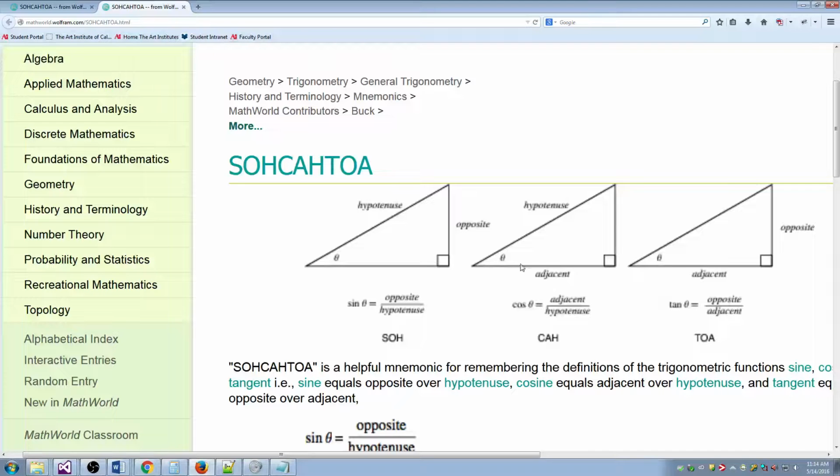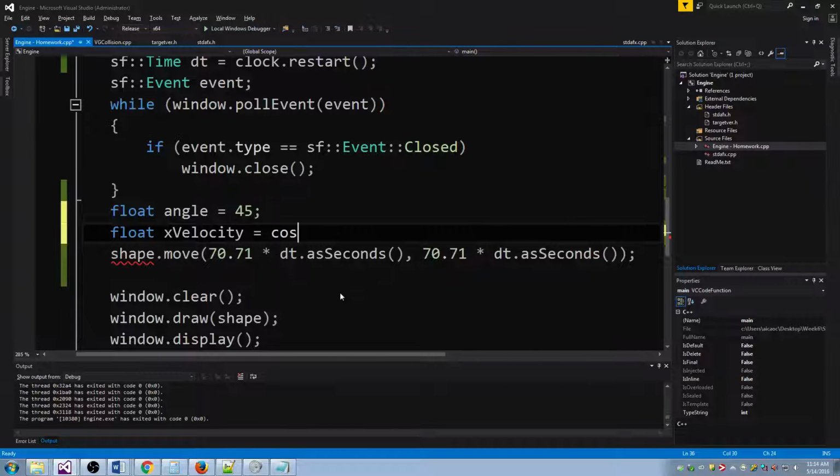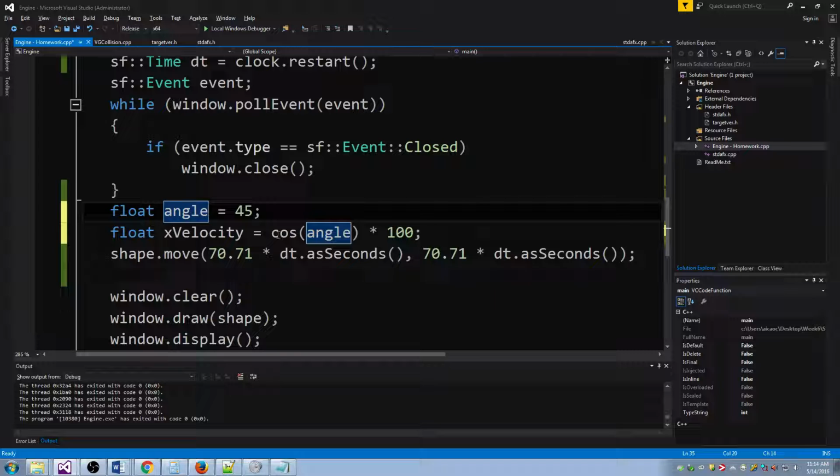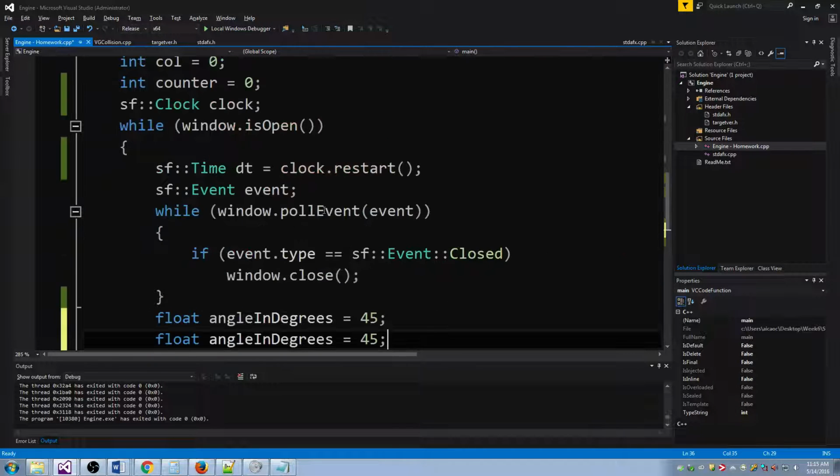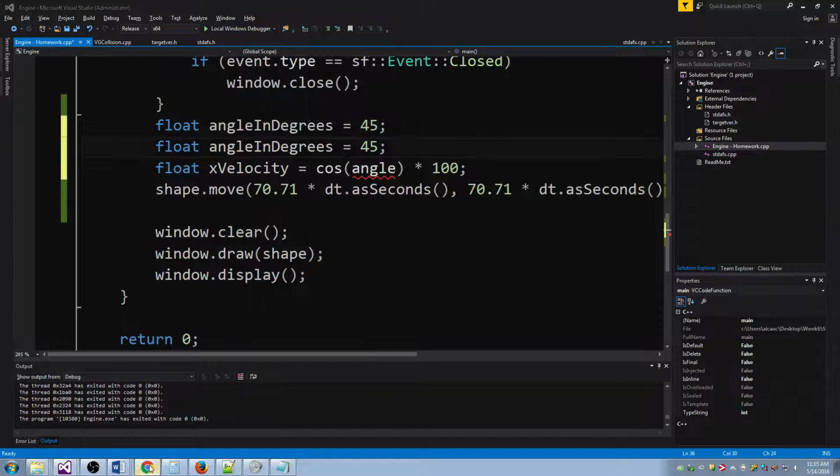So if we go back to the web page here, x is equal to this formula: cosine of an angle, whatever it is, times the hypotenuse. And the hypotenuse here is 100. That's our speed. This is all it takes to get our x velocity. Our angle here, though, if you use cosine in C++, is expecting it in radians. So if I rename this to be angle in degrees, how do I get angle in radians? Do you guys remember what radians are?